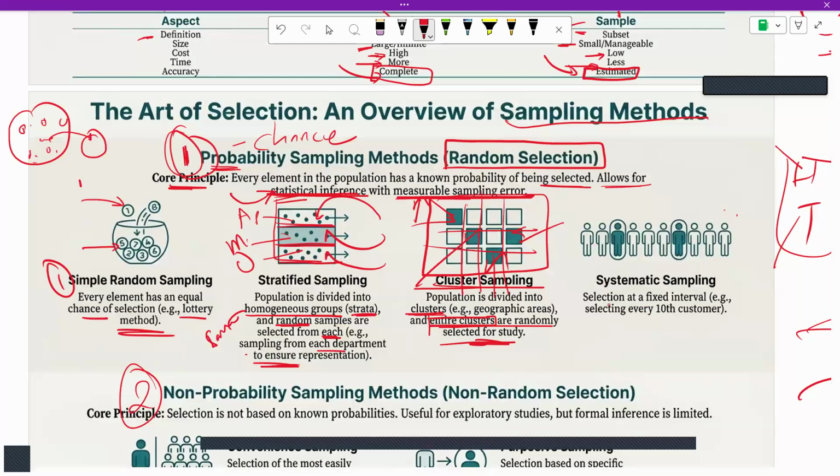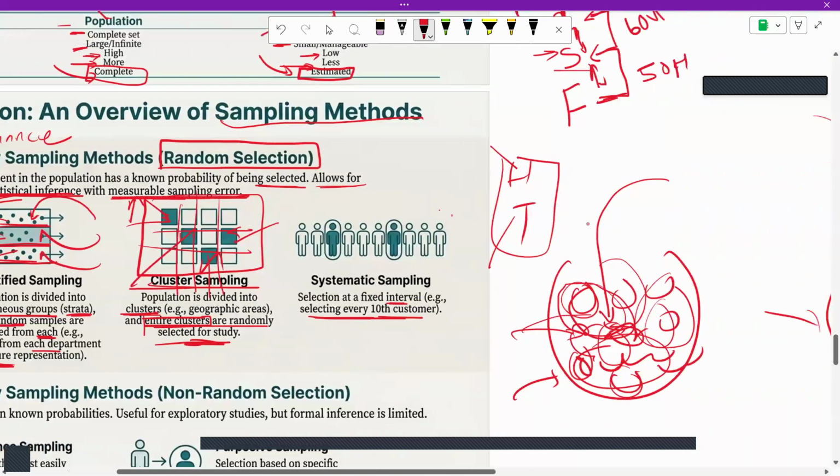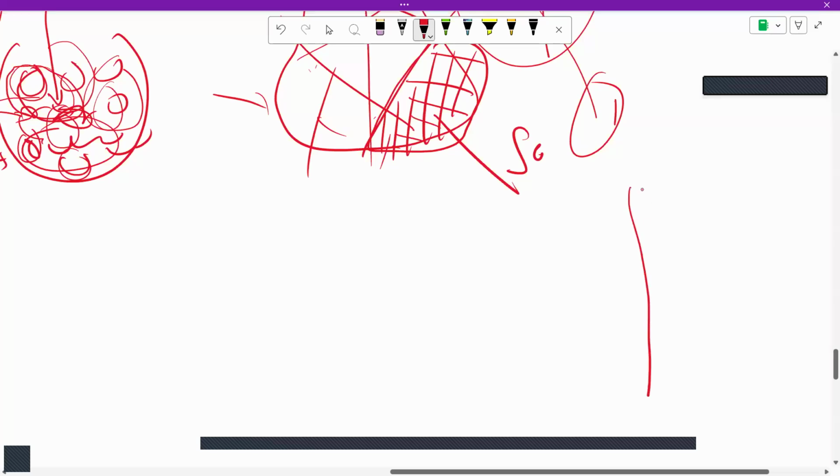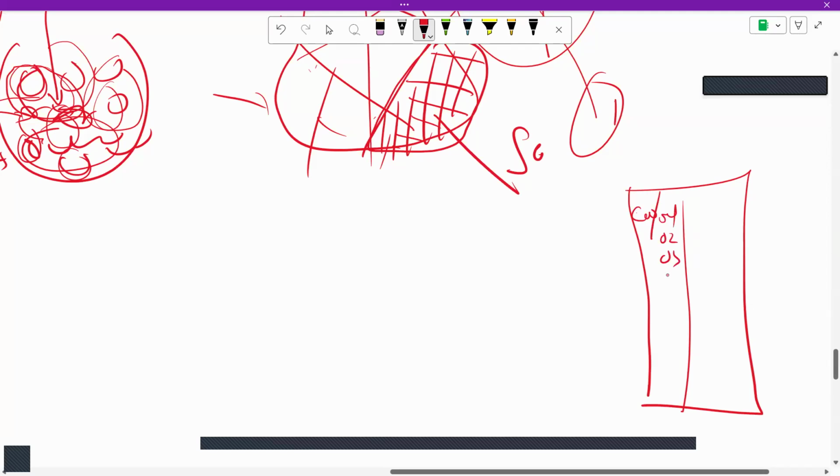And systematic sampling is selection at a fixed interval. For example, selecting every 10th customer. Or if I want to select 5 students in the class, what I do is I take the attendance sheet. The attendance sheet has numbers 001, 02, 3, 4, 5, like that. What I do is I select every 5th one. First I select the 5th, this one.